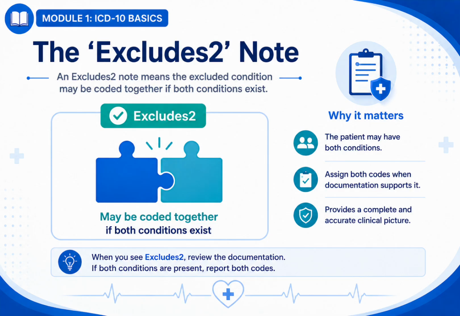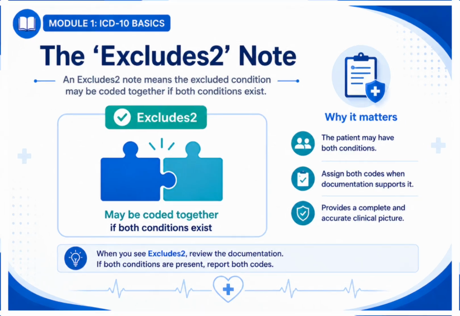An excludes 2 note works differently. It tells you that the excluded condition isn't part of the code you're currently viewing, but if the patient truly has both conditions, both codes may be assigned. Unlike excludes 1, these conditions can exist together when supported by the provider's documentation.